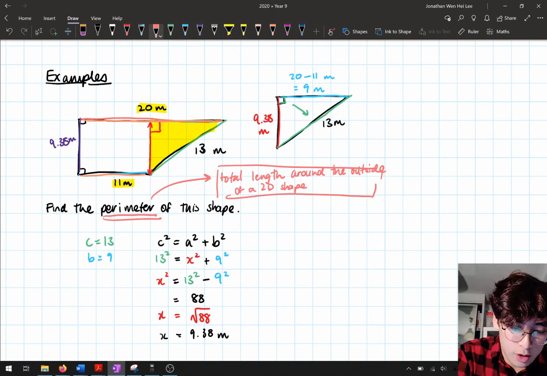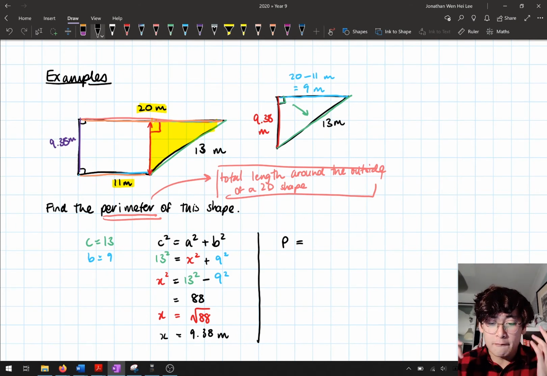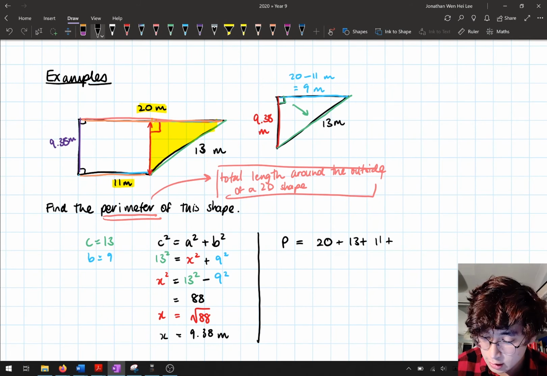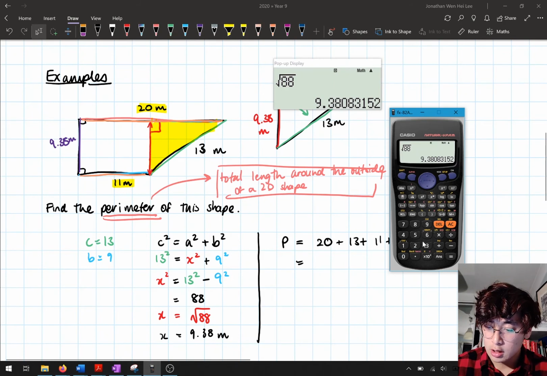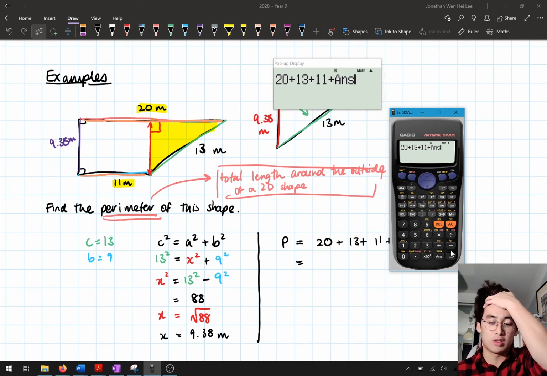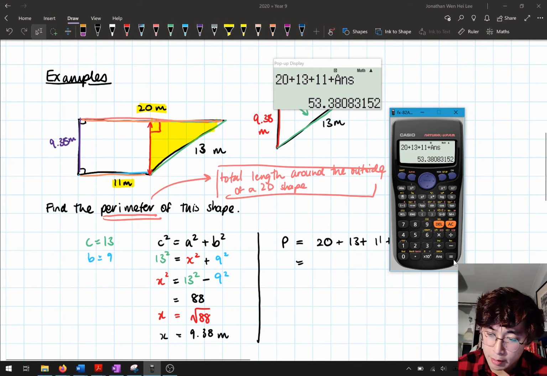So if we want to answer the question, I need an additional step where I find the perimeter. I'm going to do P for perimeter. If I'm finding the perimeter of a shape, I add all the side lengths together. So I take my side lengths: 20 at the top plus 13 plus 11 plus 9.38. Let's put that in a calculator. I'm going to go 20 plus 13 plus 11 plus, and press answer, because I know my previous answer was 9.38 and I don't want to round it off yet. So here I go, I've got 53.38.